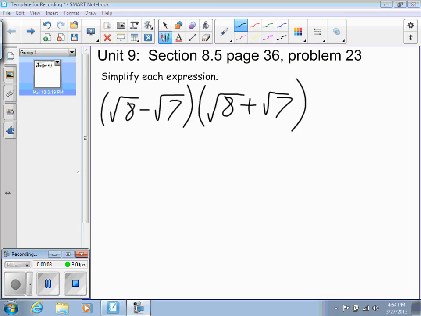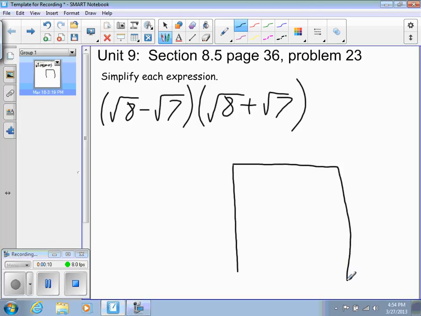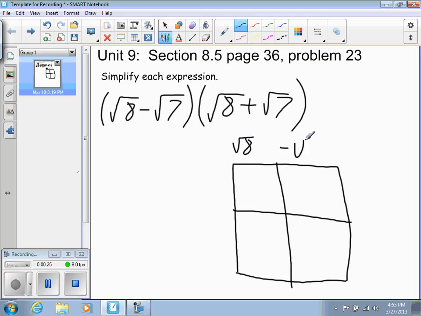Yet again, I am going to use the box to multiply this out. If you know the pattern, you can use the pattern, but I want to use the box to show it, as I think it will make it clearer. So now we have the square root of 8 minus the square root of 7 and the square root of 8 plus the square root of 7. So the square root of 8 times the square root of 8 is 8.